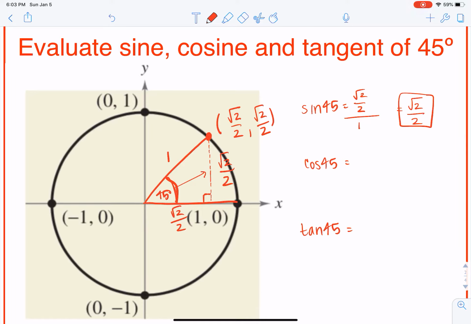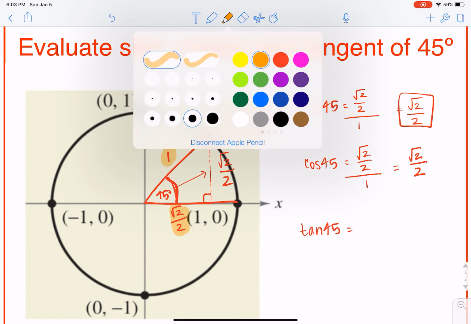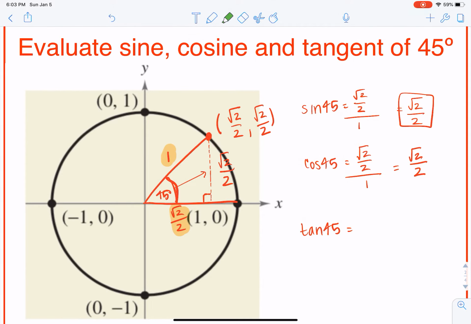Cosine of 45 degrees is going to be the adjacent side over my hypotenuse. So again, square root of 2 over 2 all over 1, which will simplify nicely to the square root of 2 over 2. And lastly, tangent is going to be the opposite over the adjacent side. So I'll end up here with square root of 2 over 2 all over the square root of 2 over 2, which will simplify down to 1.